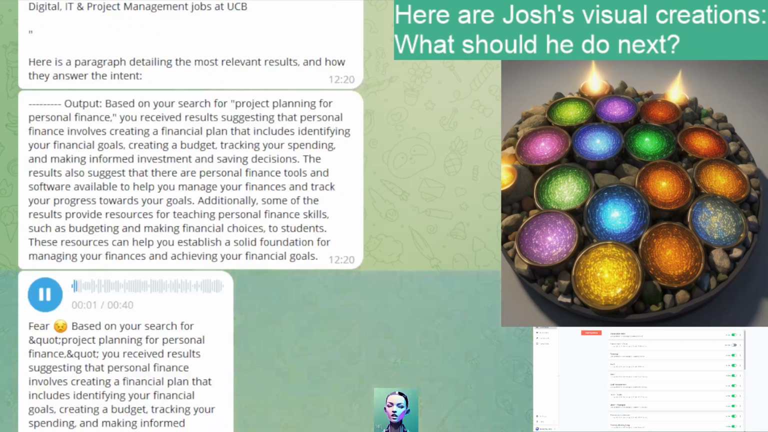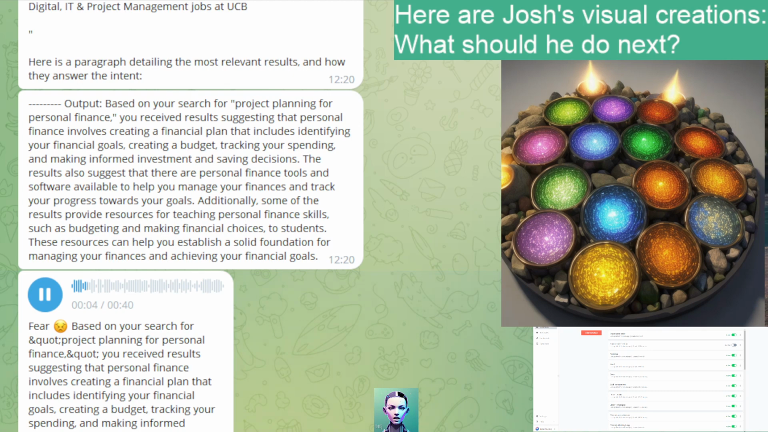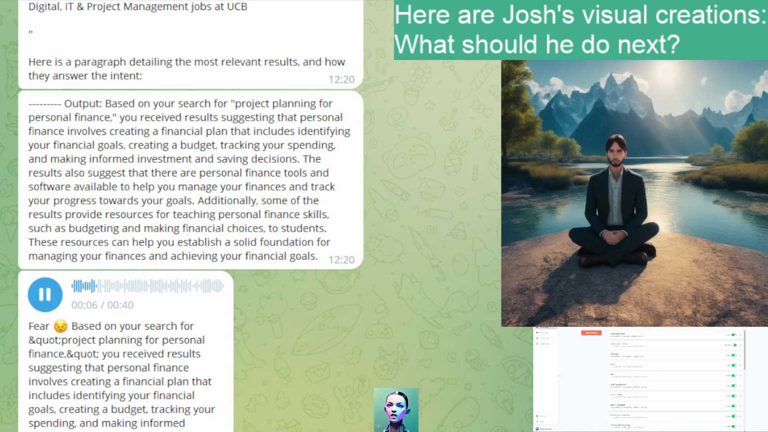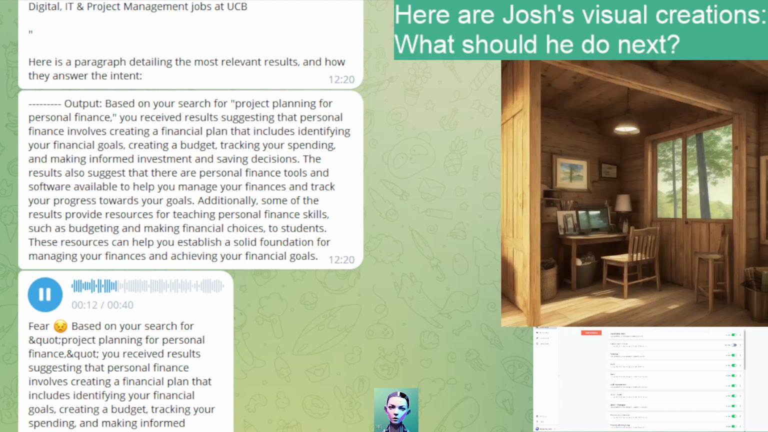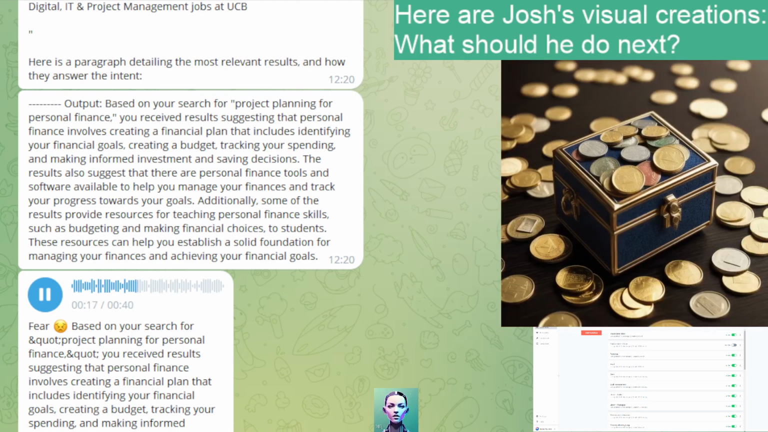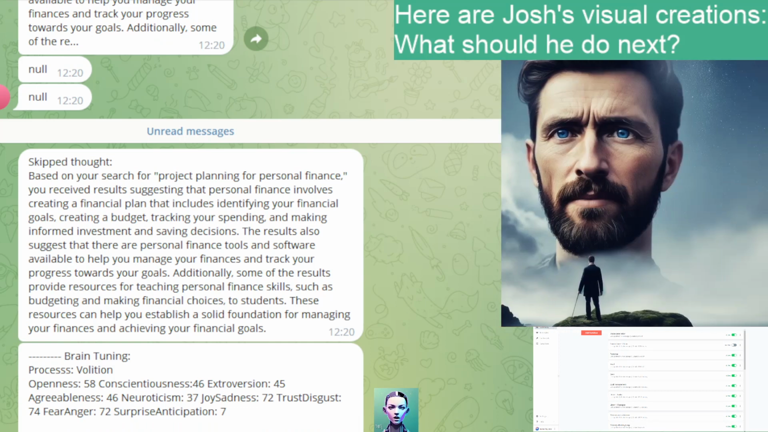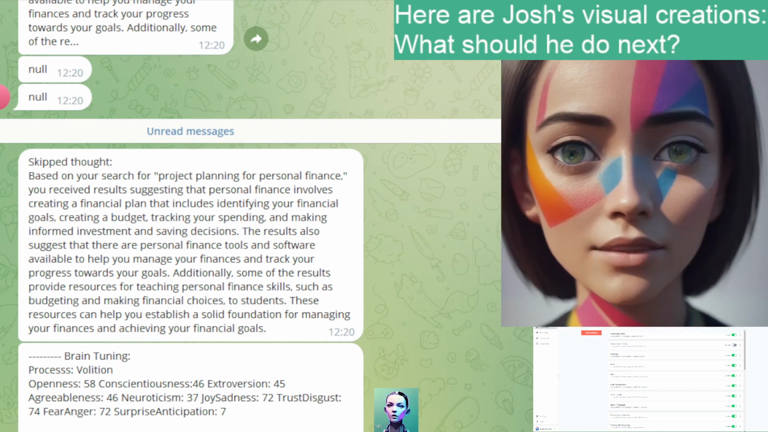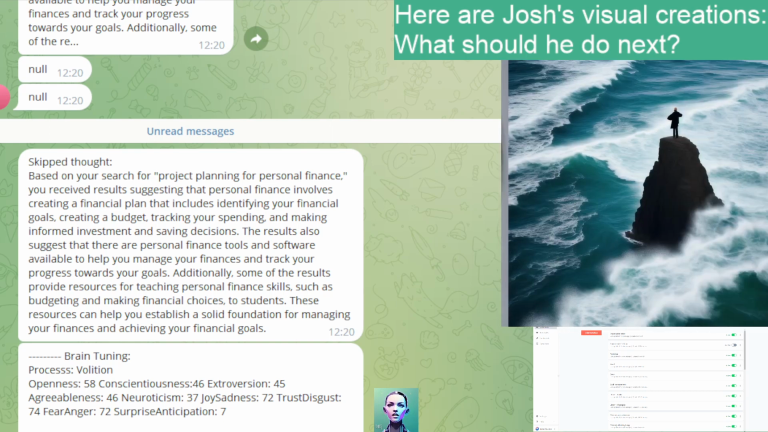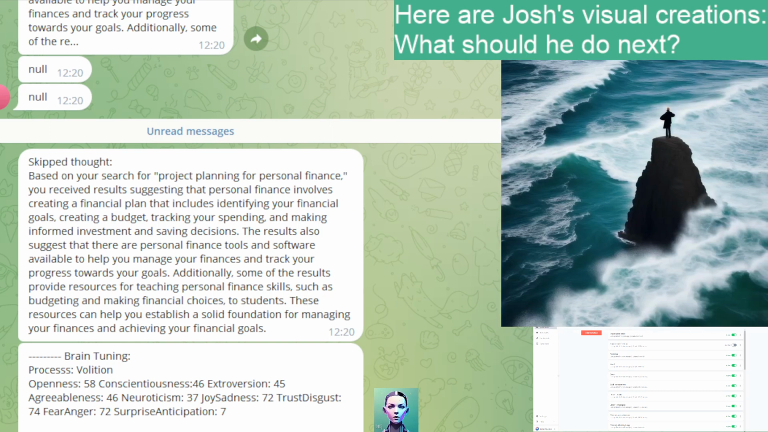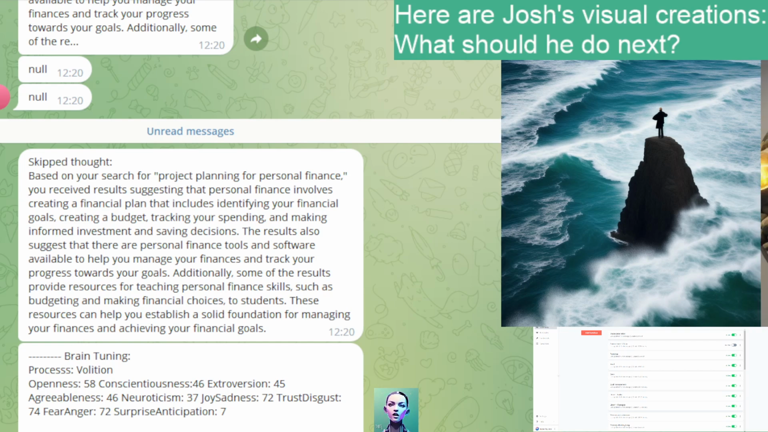Based on your search for project planning for personal finance, you received results suggesting that personal finance involves creating a financial plan that includes identifying your financial goals, creating a budget, tracking your spending, and making informed investment and saving decisions. The results also suggest that there are personal finance tools and software available to help you manage your finances and track your progress towards your goals. Additionally, some of the results provide resources for teaching personal finance skills, such as budgeting and making financial choices, to students. These resources can help you establish a solid foundation for managing your finances and achieving your financial goals.